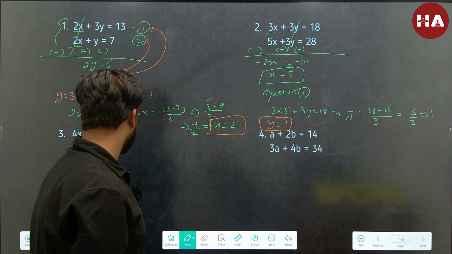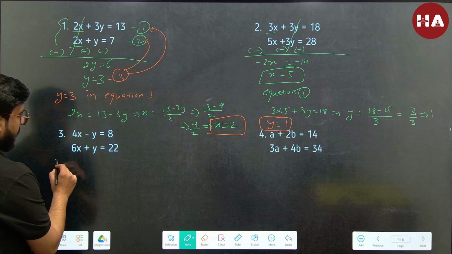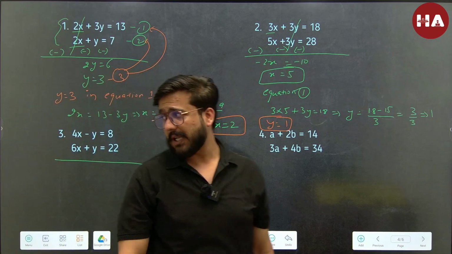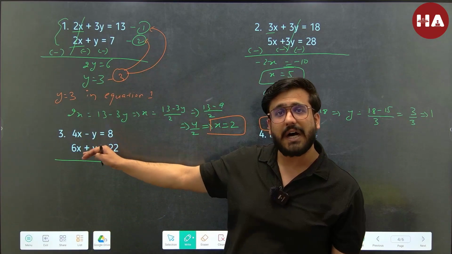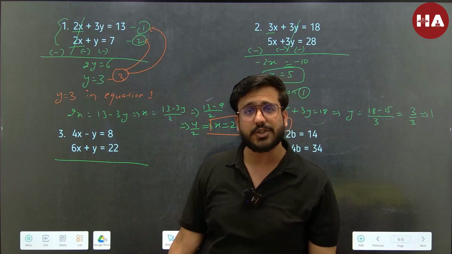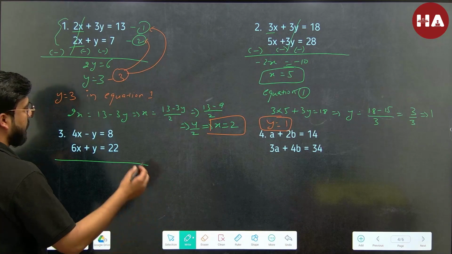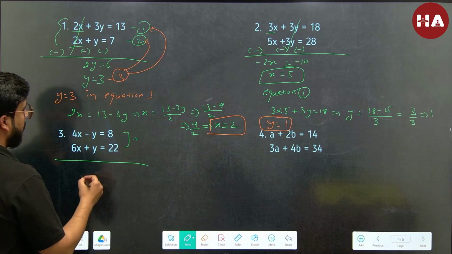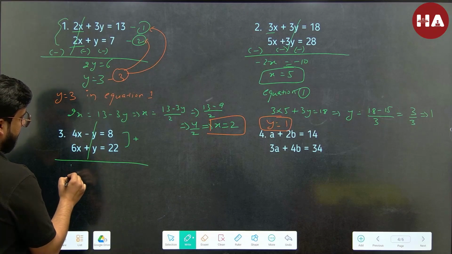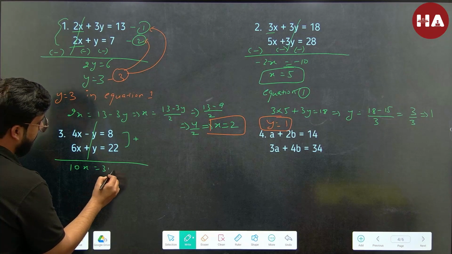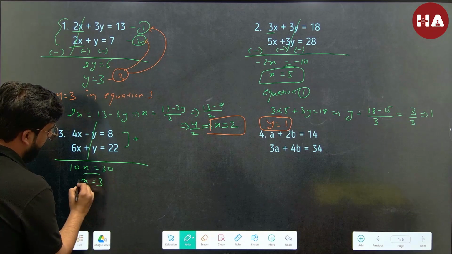Okay students, now the next question. This is very simple. You can see that the signs of y are opposite and the coefficient is also same. So just add both the equations. So this will cancel out. This will be 10x equals to 30. So x will be formulated as 3.